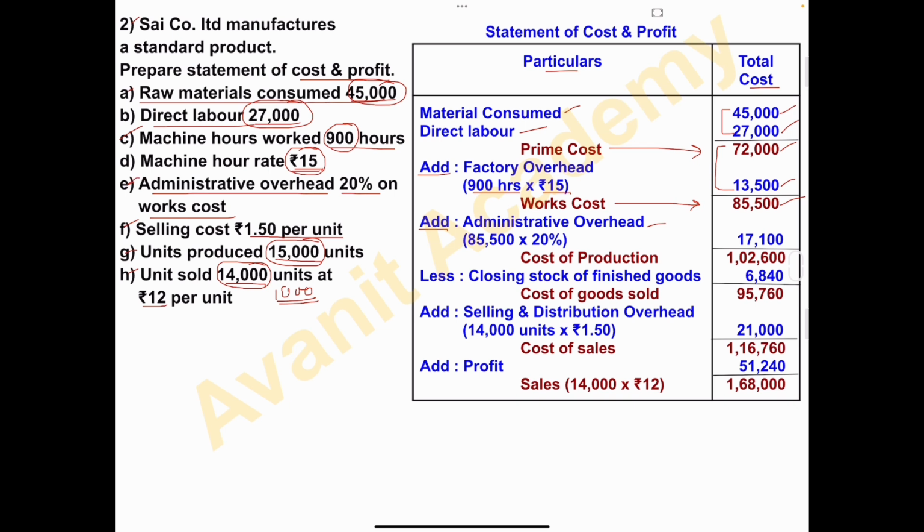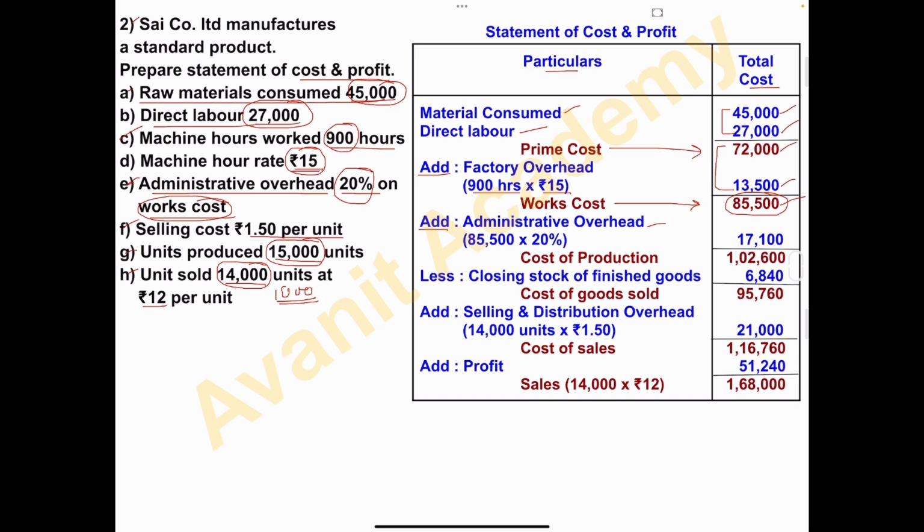See point E. Administrative overhead is 20% on works cost. So administrative overhead, how much we have to charge? 20% on works cost. Just now we have got works cost, correct? Works cost is 85,500. Yes. The total of prime cost plus factory overhead is called works cost. So works cost is 85,500. So 20% of works cost we have to take as administrative overhead.